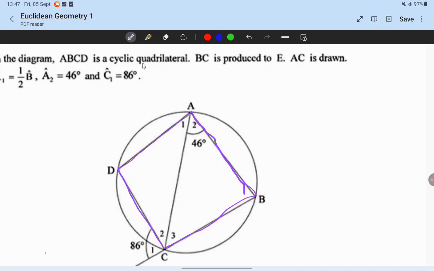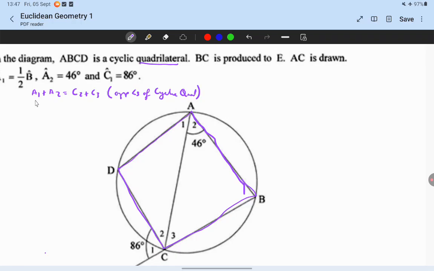Again, once you're told that this is a cyclic quad, ask yourself, what do you know about a cyclic quad? We know that the opposite angles are supplementary. So it means that A1 plus A2 is equal to C2 plus C3. If possible, you can write it somewhere else. So this is A1 plus A2 is equal to C2 plus C3, and you know that the reason is opposite angles of a cyclic quad, right? So they're supplementary.